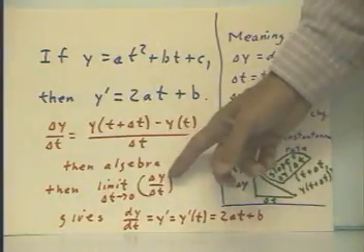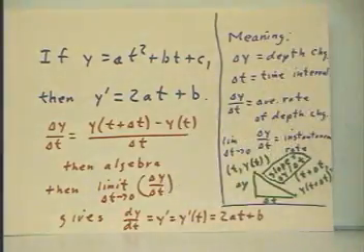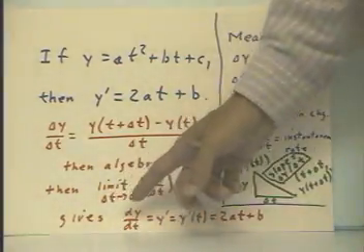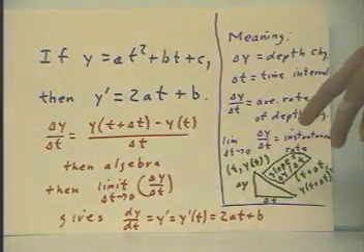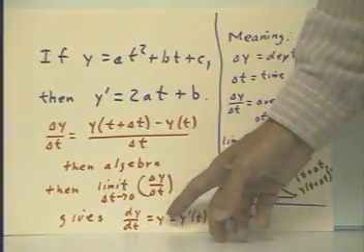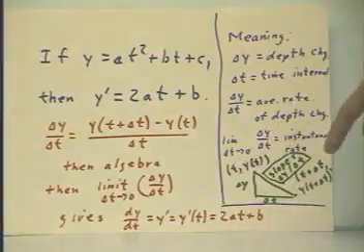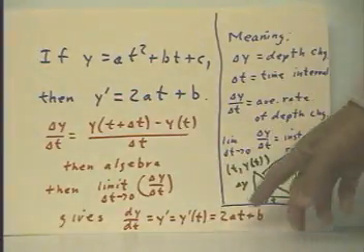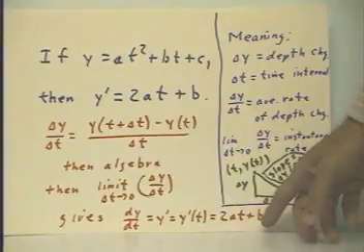And we get a simplified expression for delta y over delta t, and we take the limit of that expression as delta t goes to 0. When we do that, that gives us an expression that can be denoted dy dt, or y prime of t if we want to emphasize the time dependence, and that expression is 2at plus b.